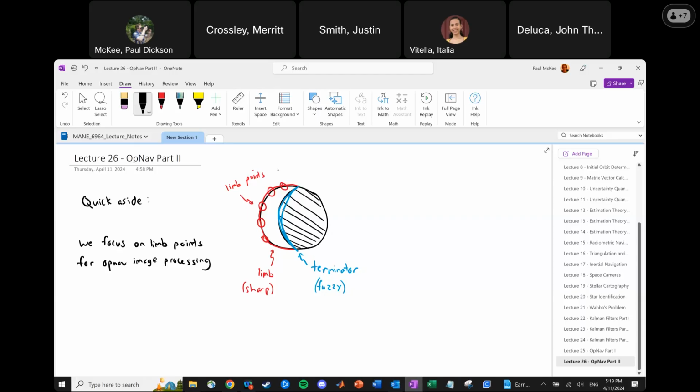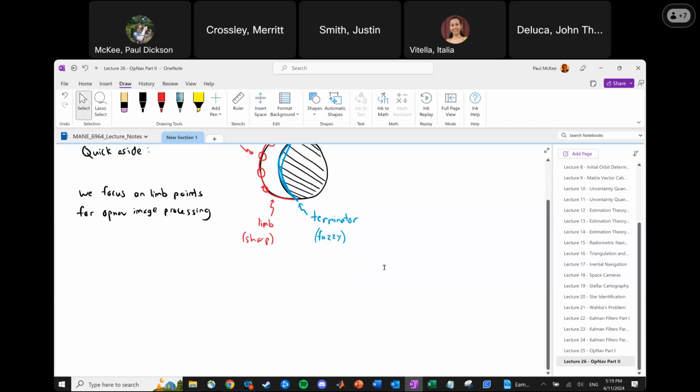Okay, so now back to our derivation, where we're ultimately building up in the direction of finding the position of the spacecraft with respect to the moon or the Earth, or take your pick. So the next concept is something called a celestial body's tightly bounding cone. So what does that mean?